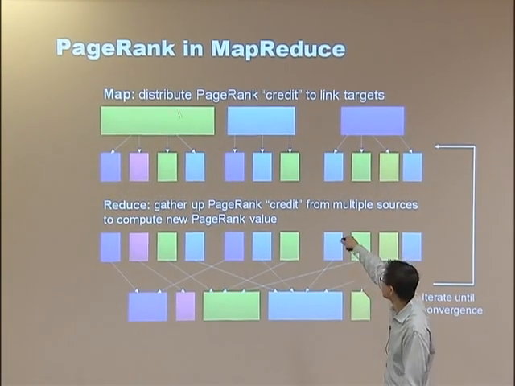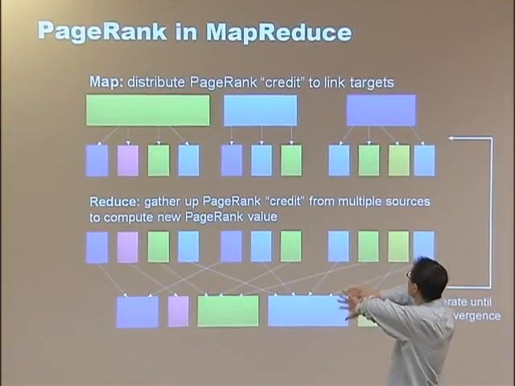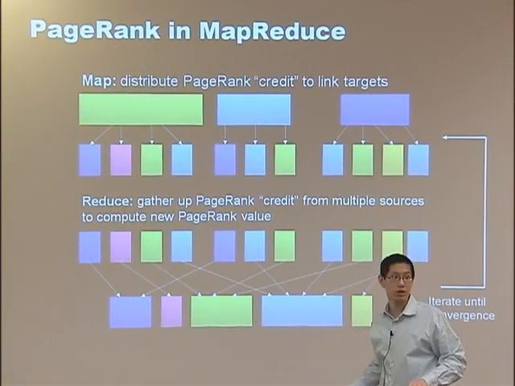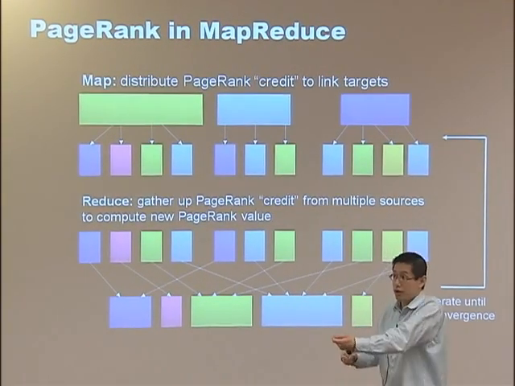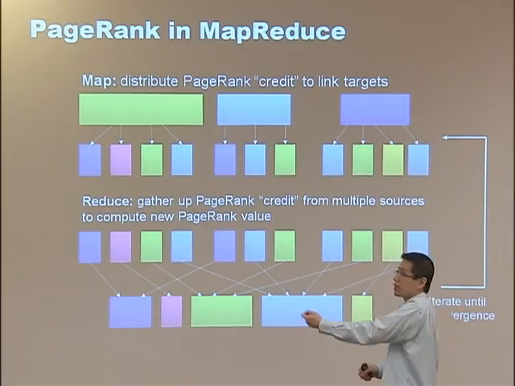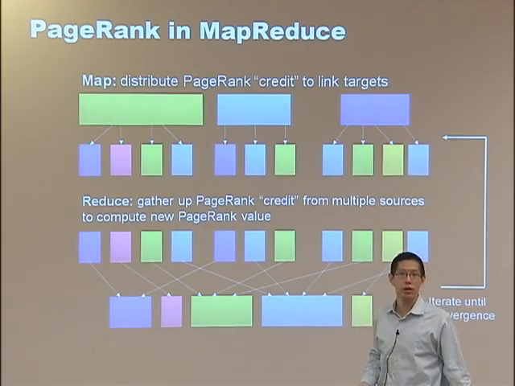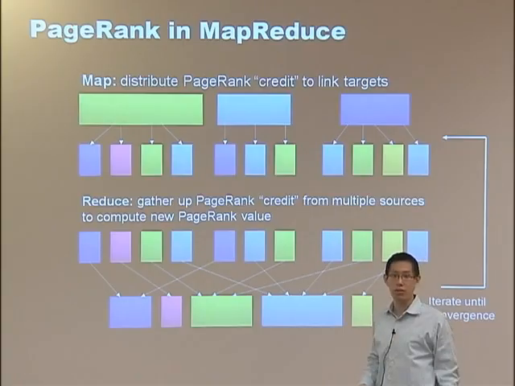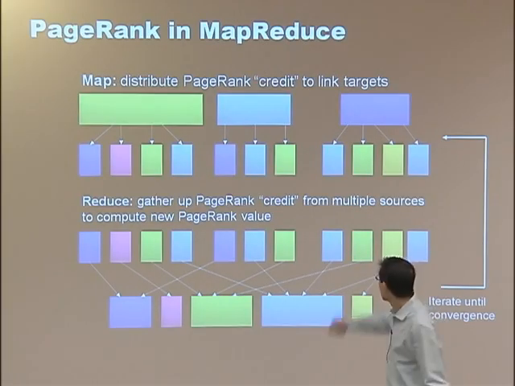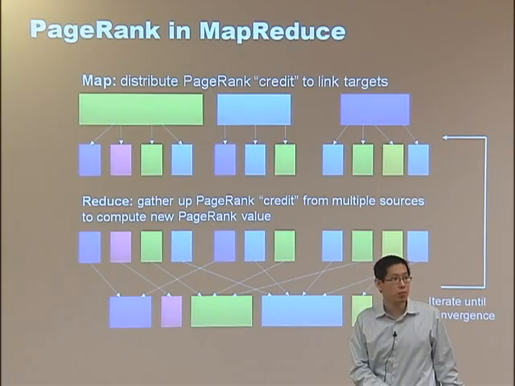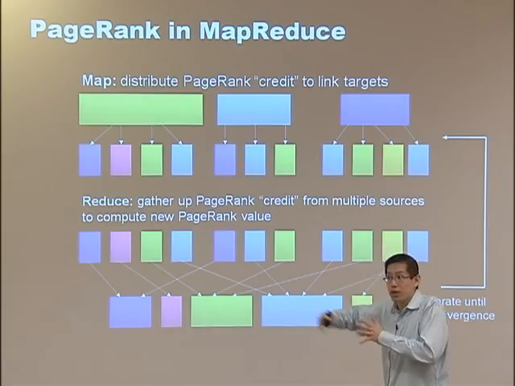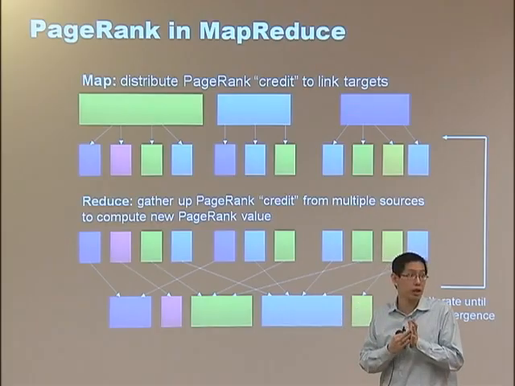So in the map phase, what you do is you distribute your PageRank credit to your target links. You get your adjacency list, and you say, okay, I'm connected to these guys, so I'll spread the wealth. I'll spread my PageRank credit. And that'll be the key that you emit as output. In the reduce phase, well, what does MapReduce do for you? It brings together all the values that are associated with the same key.